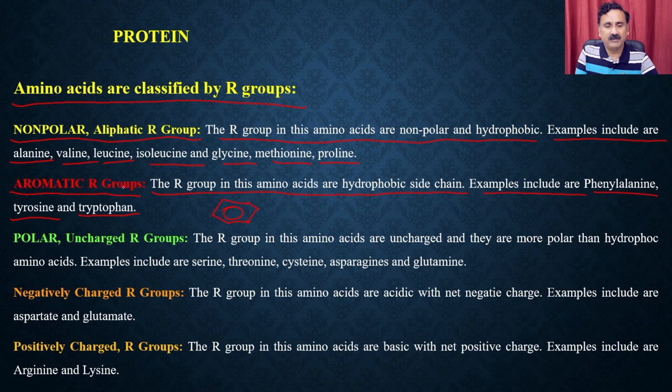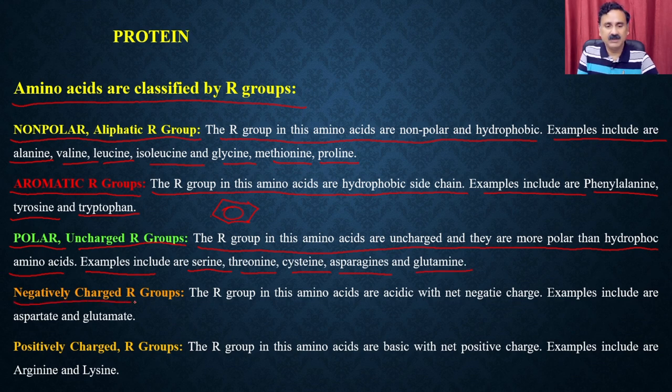You might have to remember the structure of these amino acids if you want to understand the crucial role played by them. Then we have the polar uncharged groups, which means these amino acids are not going to have a positive or negative charge, but they are polar in nature. The R group in these amino acids is uncharged and more polar than the hydrophobic amino acids. Examples include serine, threonine, cysteine, asparagine and glutamine.